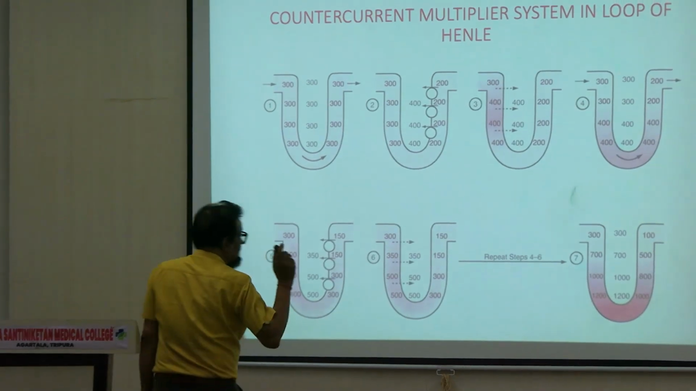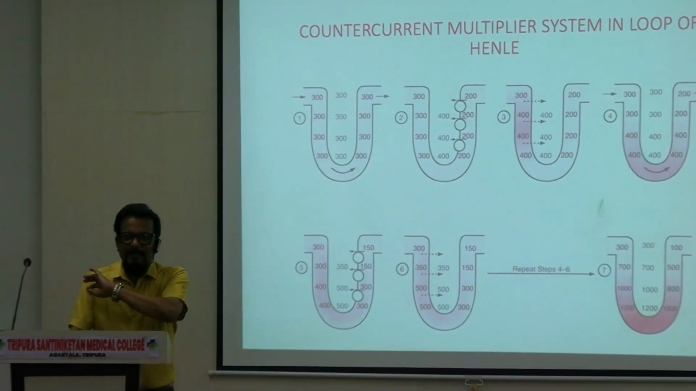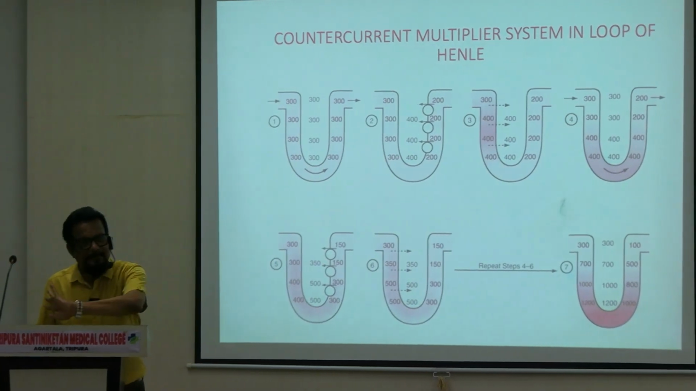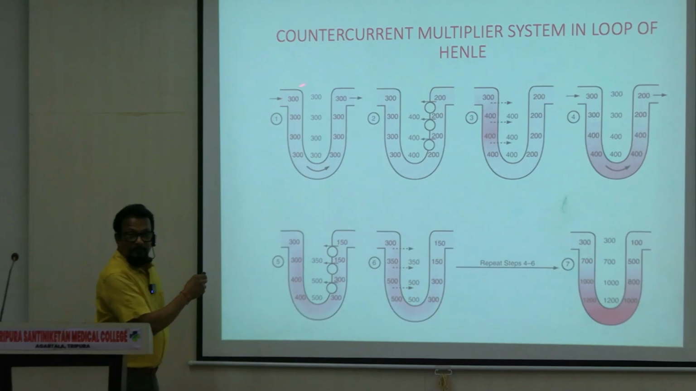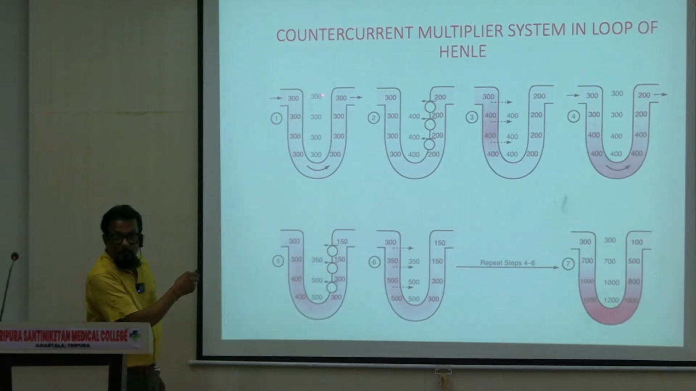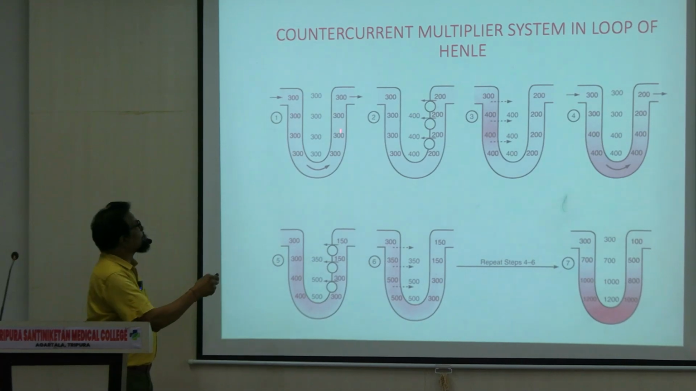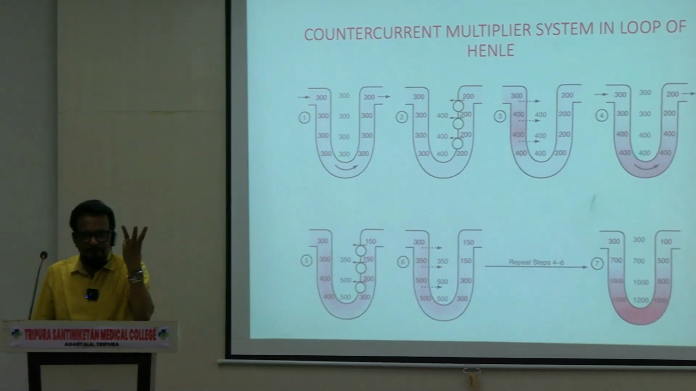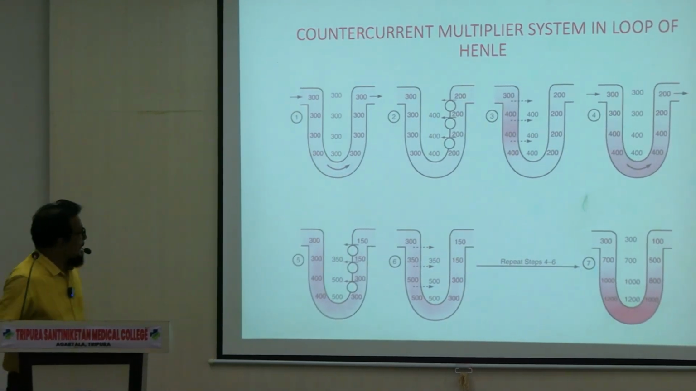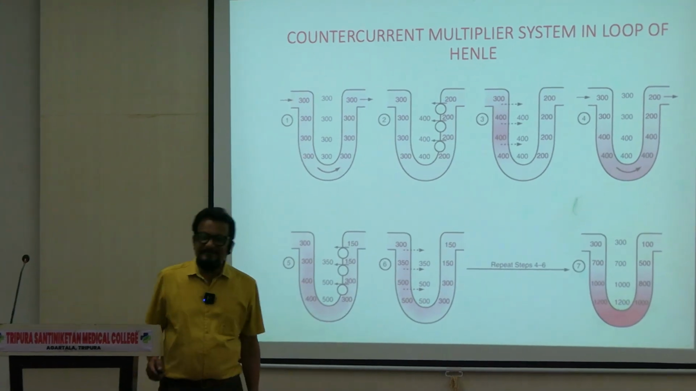For the first instance, there is no countercurrent multiplier system. What will happen? Filtrate will enter into the loop of Henle, pass through and fill it up. And what is its osmolarity? 300. Now this tubule and this tubule, their functions are different.